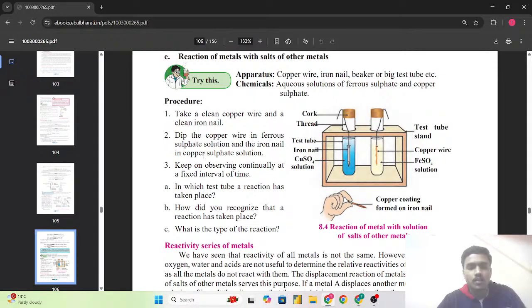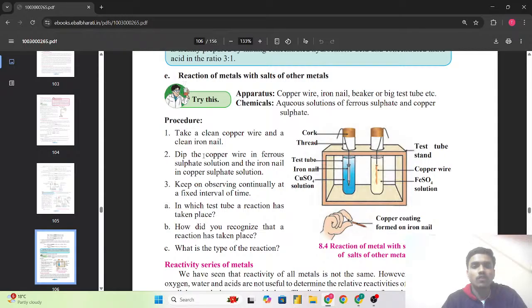Next, we have the reaction of the metals with the salts of other metals. So, copper wire, iron nail, beaker. Again, we have been given an experiment. Take a clean copper wire and a clean iron nail. Dip the copper wire in the ferrous sulfate solution and the iron nail in the copper sulfate solution. Keep on observing continually at fixed intervals of time in which test tube a reaction has taken place. How do you recognize that the reaction has taken place? What is the type of the reaction?